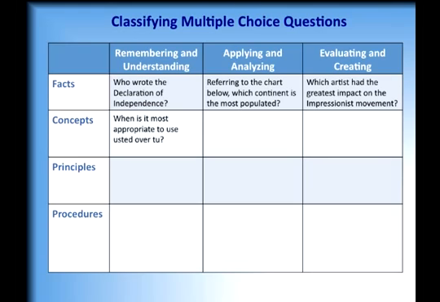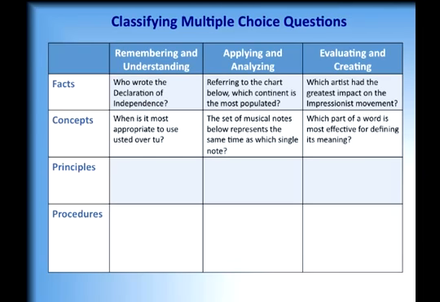On the concept level, this question requires the student to understand when to use these two forms of the word for you. This requires the student to understand the time length of musical notes and analyze a set of notes versus a single note to find a match in time length. This requires the student to evaluate the parts of a word, prefix, root, and suffix, and decide which defines the meaning the best.